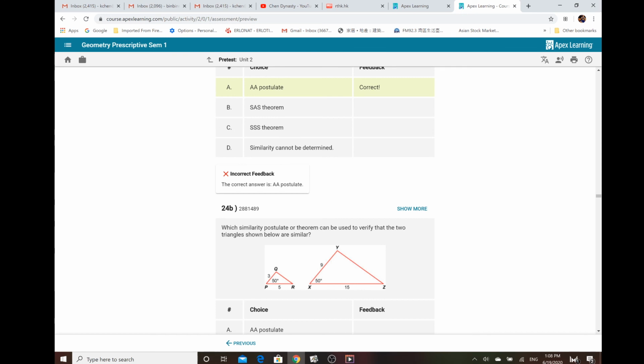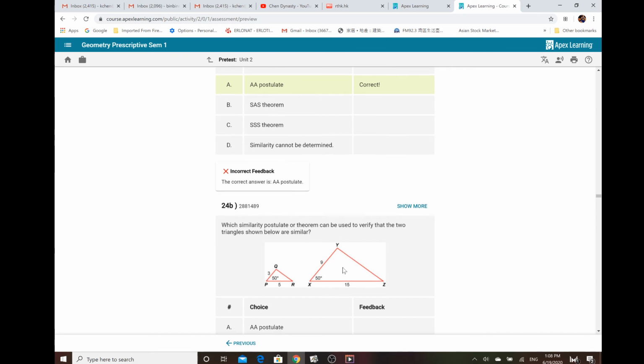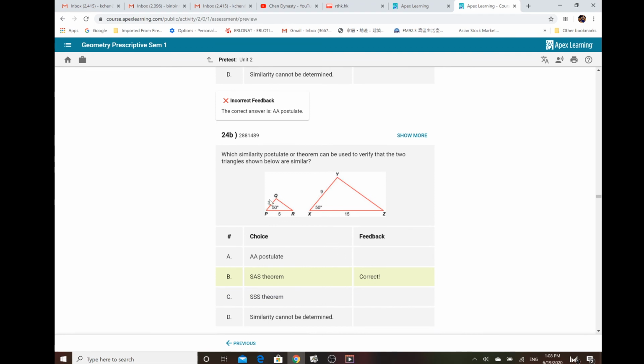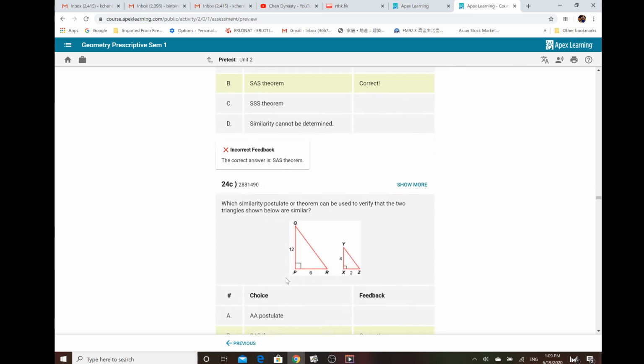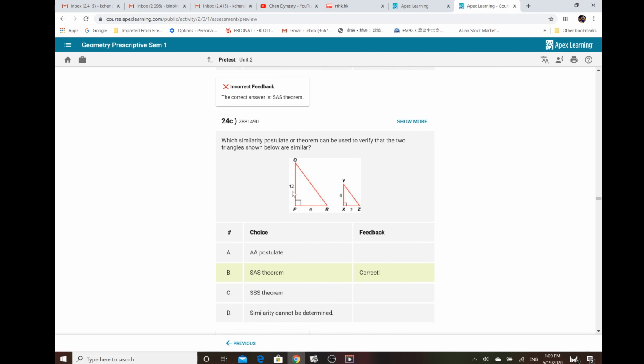Which similarity postulate or theorem can be used to verify that the two triangles shown below are similar? This one can be proved by SAS, because 3 over 9 is 1/3, 5 over 15 is the same ratio, so 1/3, and 50 is congruent to 50. So this one can be proved by SAS. This one too: 12 over 4 is 3, same as the ratio of 6 over 2. The 90-degree angles are congruent. So this one could be proved by SAS.